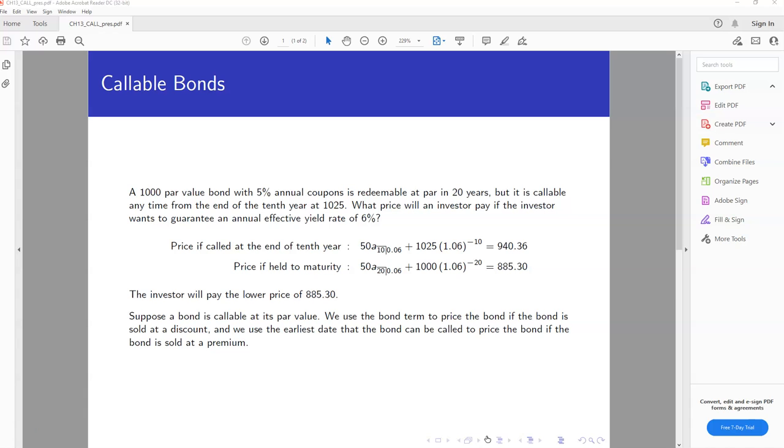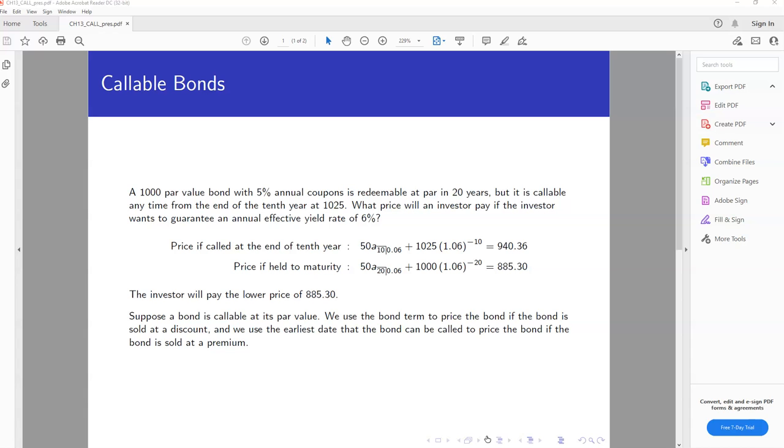In this video, we're going to talk about callable bonds. So an issuer of a bond might be interested in paying off a bond early so they don't have to pay the rest of the coupon payments for the entire length of the bond. Now it's possible in order to make that earlier payment, they might agree to pay a higher redemption value.